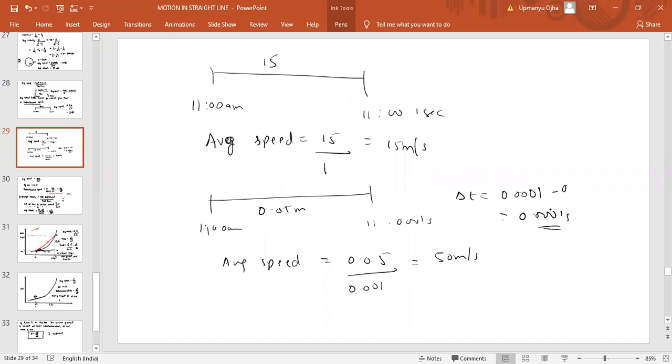This interval is so small that we can say this is the displacement of the particle at 11 a.m., because the interval of time is very small. You can see 0.001 is a very small interval. So if I reduce the interval, then I can find the velocity of a body at a particular instant of time. So what is the instant of time in this case? 11 a.m. So how can we find the instant of time? If I reduce the time interval.